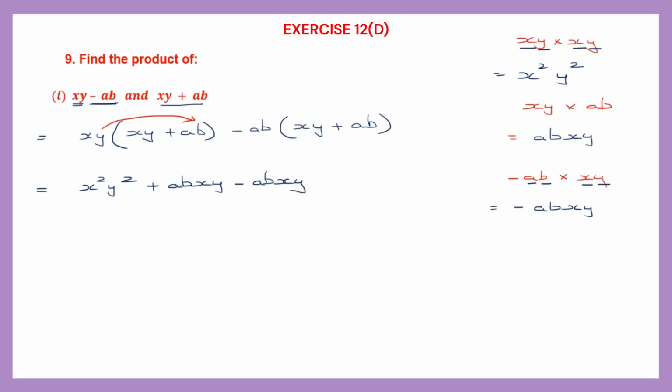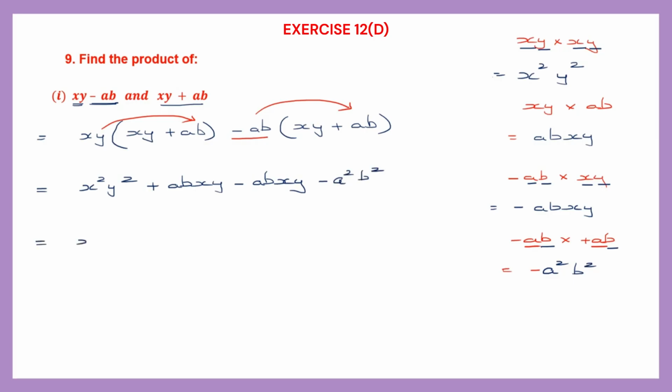Now let's multiply minus AB, that is this one, into plus AB. So minus AB into plus AB. Minus into plus is minus. A into A is A square. And then we have B into B, which is B square. So we have minus A square B square. So let's write our answer.